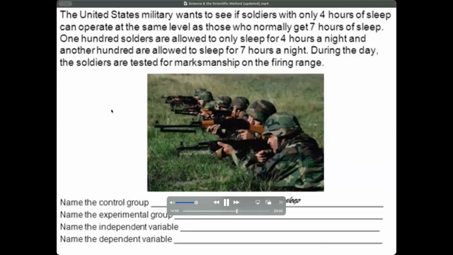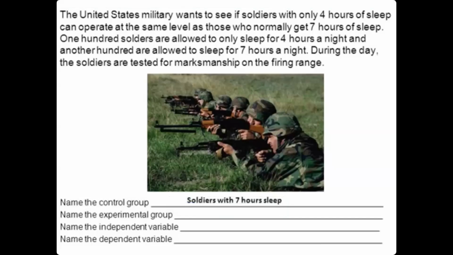The control group, I hope you said, is the soldiers that get 7 hours sleep. The control group is the group that gets the normal. And in the story, it says normally get 7 hours of sleep. That means the experimental group are the soldiers that are only getting 4 hours sleep. The experimental group is the group that we alter. It's the group that we're changing. And what we're changing is the amount of sleep. And so that actually answers my independent variable question.